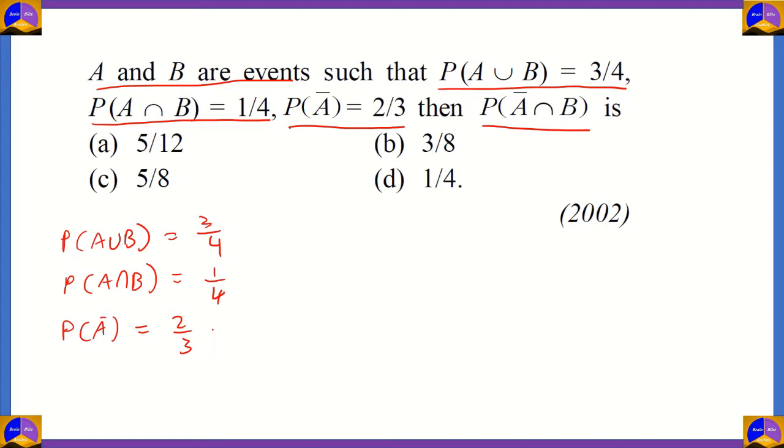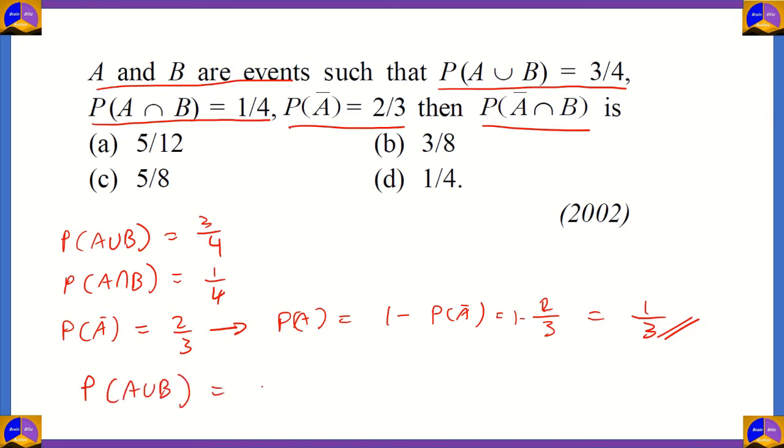So now, since P of A dash is given, you can find P of A as 1 minus P of A dash. That is 1 minus 2 by 3, which is equal to 1 by 3. So P of A is equal to 1 by 3. Now that you know P of A, you can also find P of B by using this simple formula.